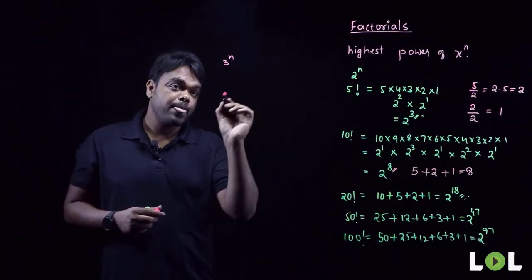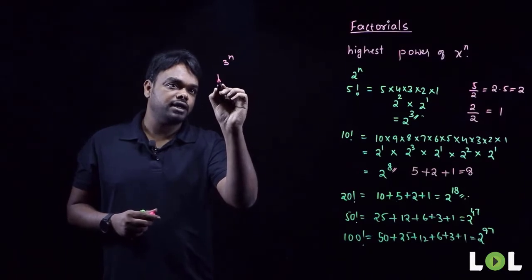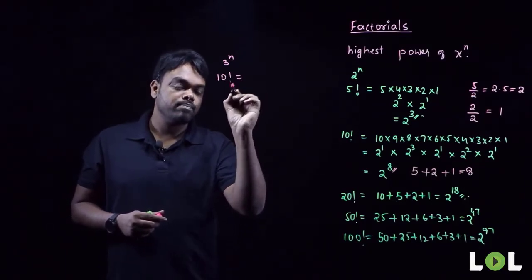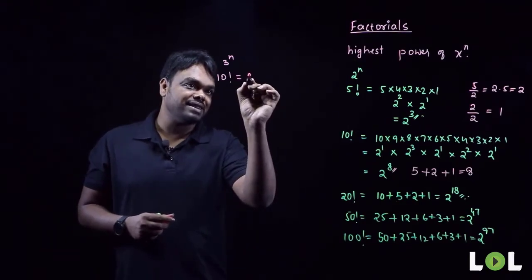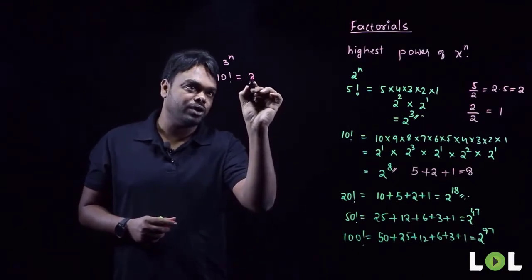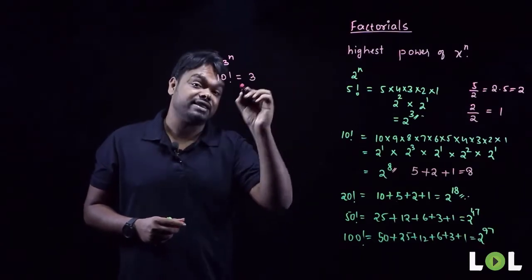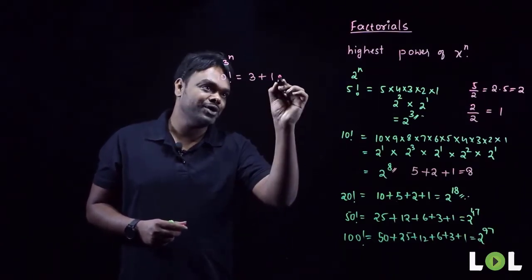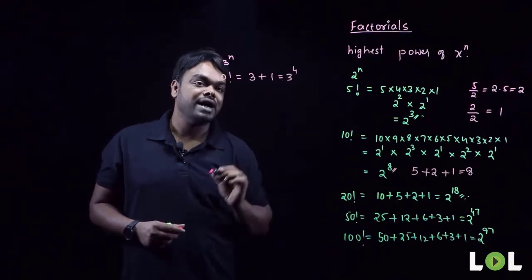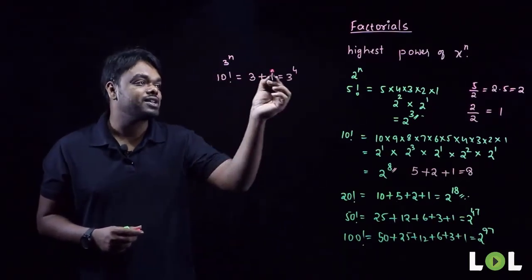What we can do? Let us say in 10 factorial. First, divide 10 with 3. What do we get? 10 by 3 is 3.333. We will consider only the integer part, 3. Again, divide 3 with 3. 3 by 3, 1. Can I further divide? No. So, this becomes 3 power 4. Highest power of 3 in 10 factorial is 4.